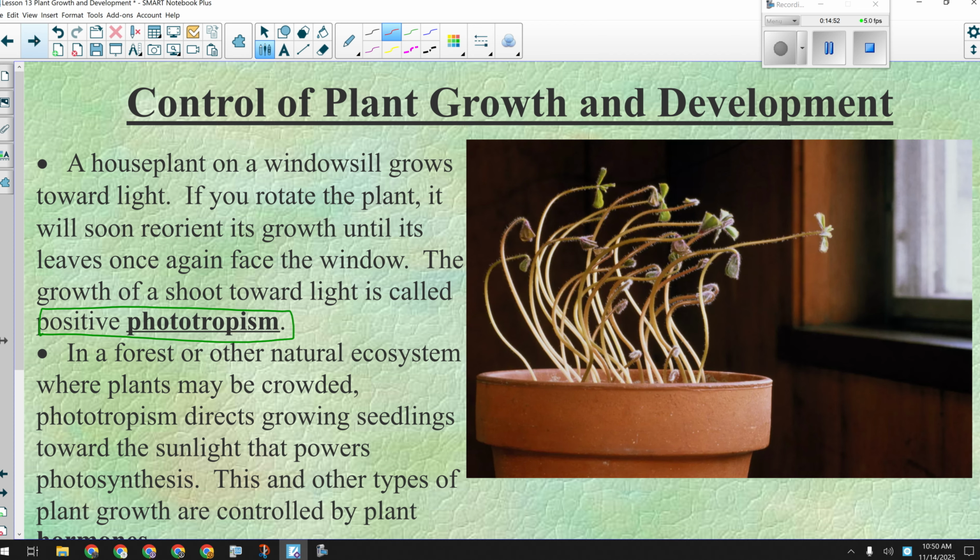That is actually called phototropism. The prefix photo means light, right? We talk about photosynthesis, photoautotrophs. Photo means light. Tropism means growth or growth pattern. So phototropism is a growth pattern in response to light. Positive phototropism is growth towards it. Negative phototropism would be growth away. You don't see that very often unless the light source is incredibly harsh. Then you might see a plant actually turn away a little bit.